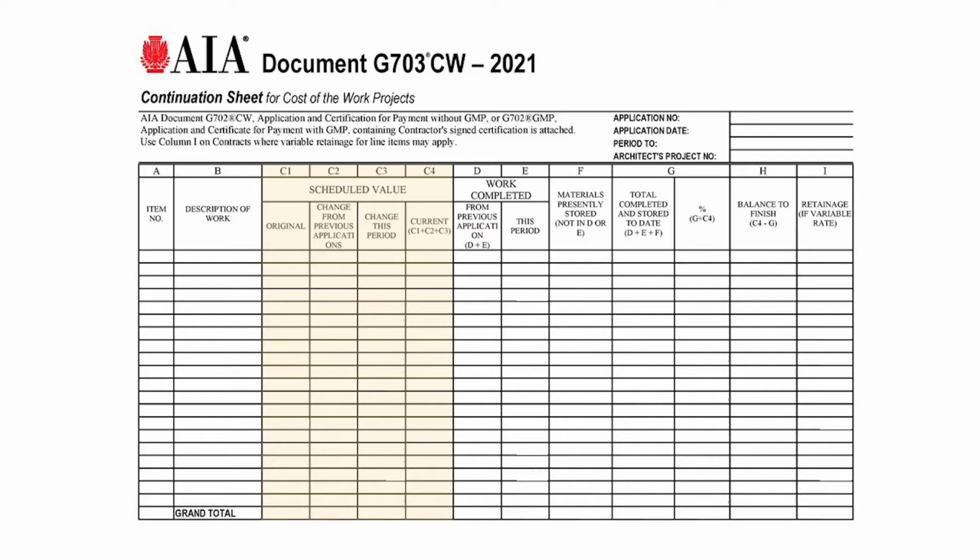As you progress, the numbers might change more than one time, so we tried to allocate for that. If it changed one month, went up, then the next month it went down, we allowed for a change from the previous application, what occurred this period, and then the current value of that line item. So C1 should never change after the first pay application. C2, C3, and C4 could change from month to month. We wanted the owner and the architect to understand where the contractor was reallocating or shifting funds from one line item to another.